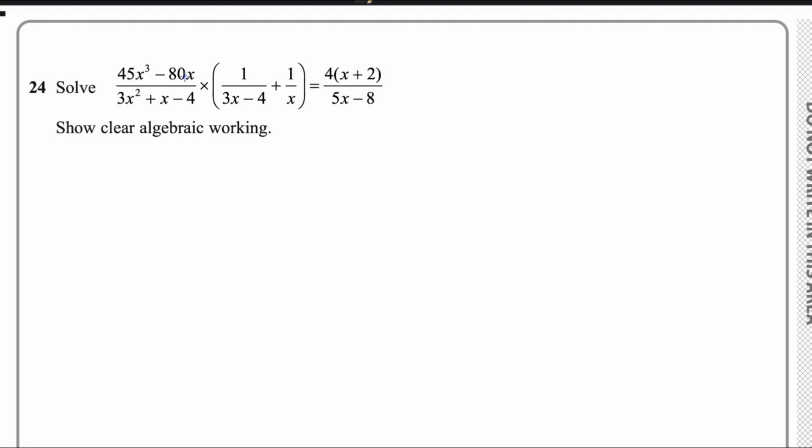Solve (45x³ − 80x) divided by (3x² + x − 4), multiplied by the bracket (1 over 3x − 4 plus 1 over x), equals 4(x + 2) divided by (5x − 8).